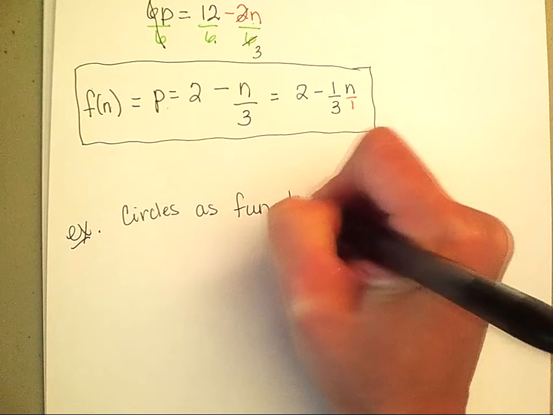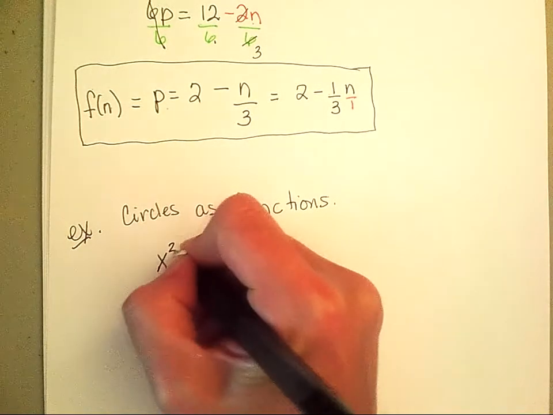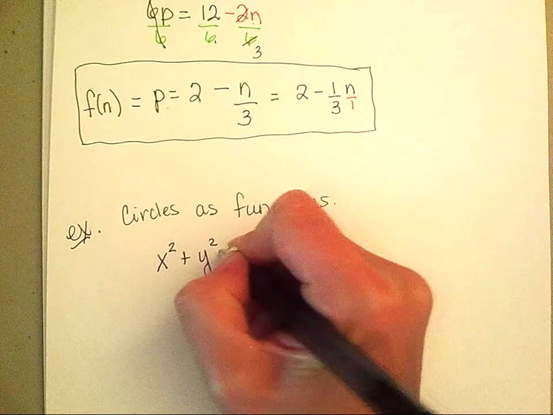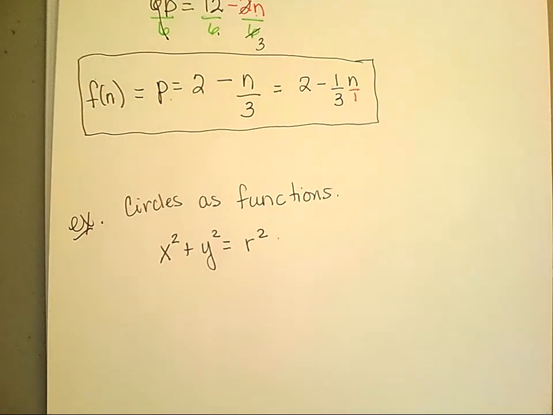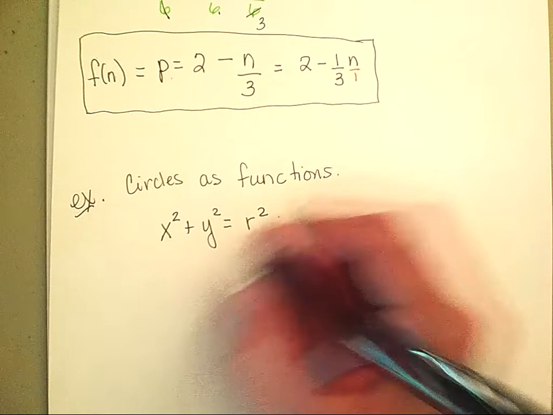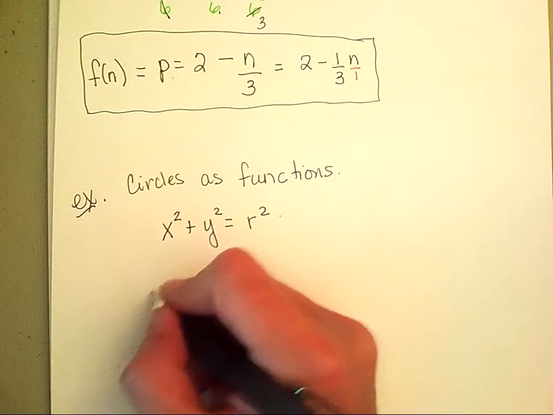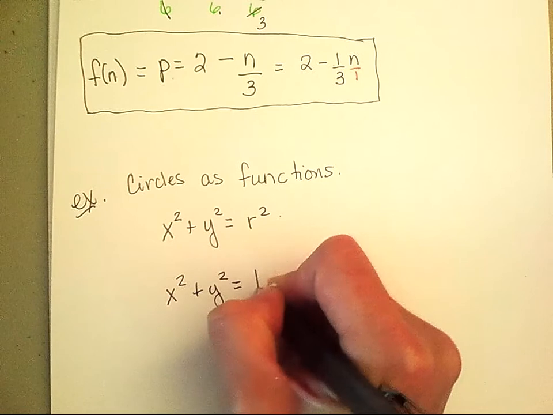Let's talk about circles as functions. So the basic equation for a circle is x squared plus y squared is equal to r squared. All circles that are centered at the origin can be written this way. So let's look at our basic one, what we call a unit circle, where the radius is 1. Then we would have x squared plus y squared is equal to 1.